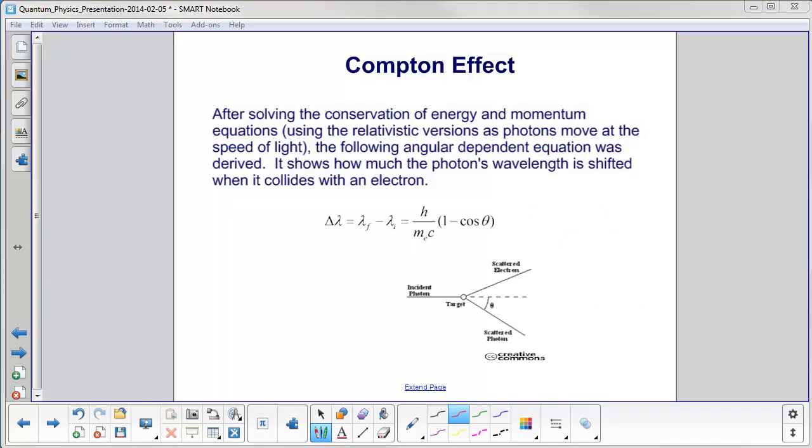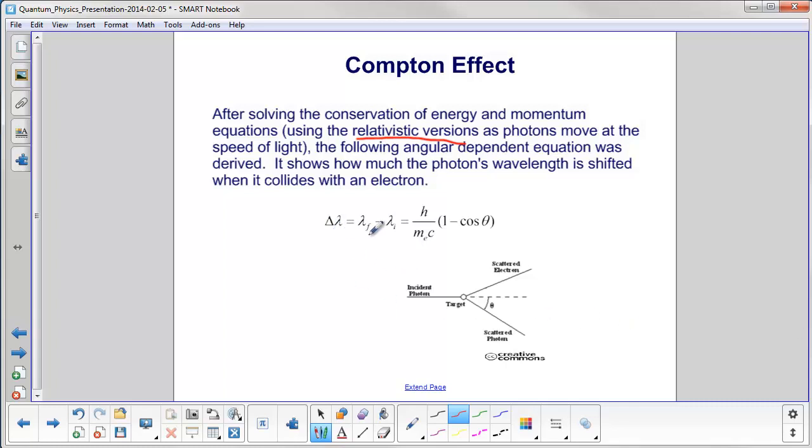After solving the conservation of energy and momentum equations, and you have to use the relativistic versions of these equations since photons move at the speed of light, the following angular dependent equation was derived. Now, don't worry about the math, it's a bit beyond this course, but you will see it again perhaps in an AP course or in college.